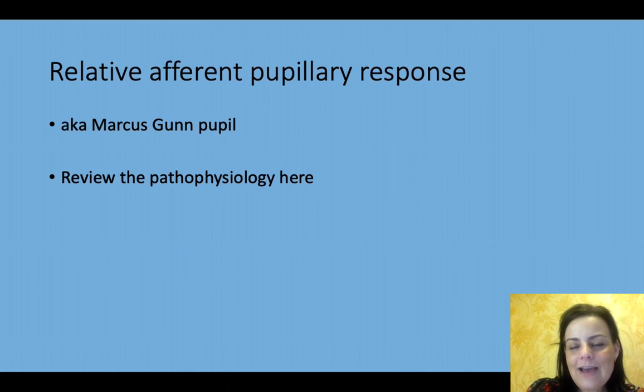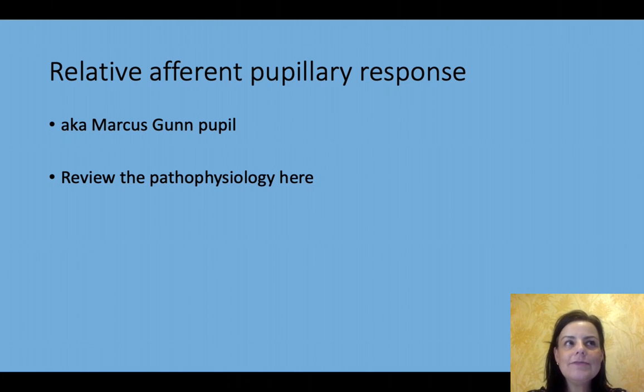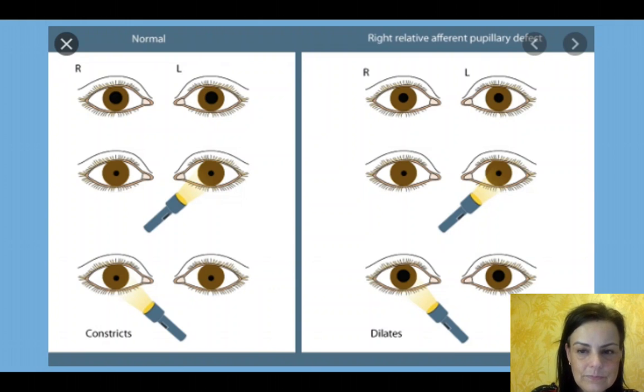So this is the relative afferent pupillary response. And this can happen whenever you've had enough damage to the optic nerve to cause some degree of scarring. Even after your vision has completely returned to pretty near normal, you may still have this finding because it's very sensitive. So here we go. This is what should happen, right?